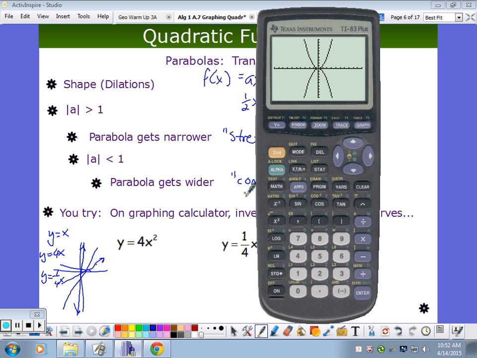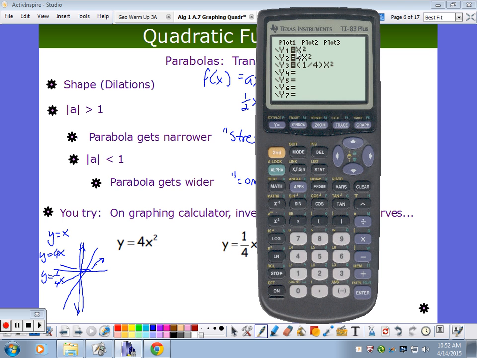So let's just look at y equals 4x squared. I'm going to keep x squared there and just do 4x squared. Here's x squared. Look at 4x squared. Now if I want to put in 1/4 x, and watch how you do that, don't turn it into a decimal. Just make a parenthesis, 1 divided by 4, close the parenthesis, x squared. There it is.